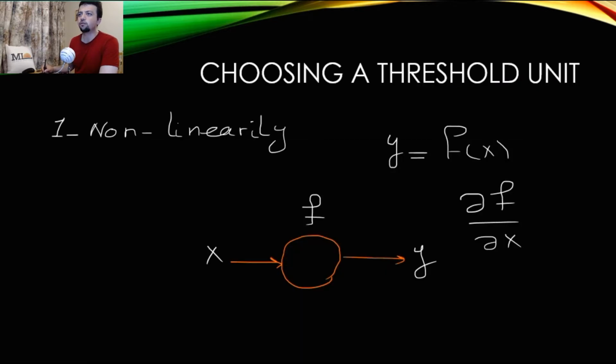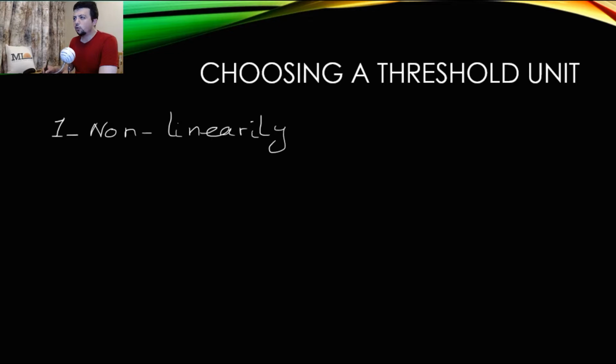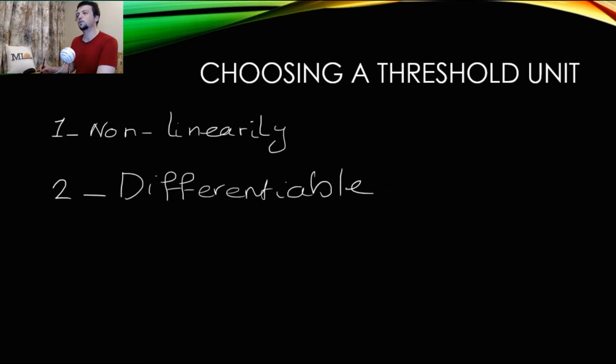So in order for us to be able to train a neural network, we want these threshold units, whatever function it is that we're going to use across the entire neural network, we want those functions to be differentiable, right? Which a step function isn't.